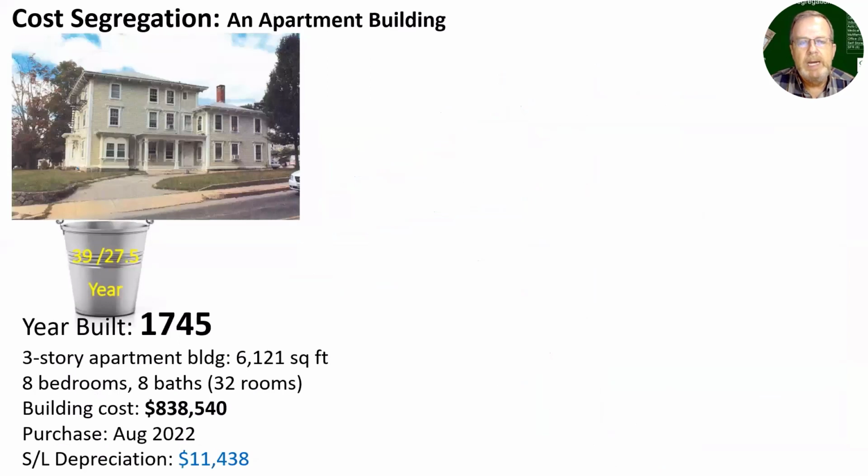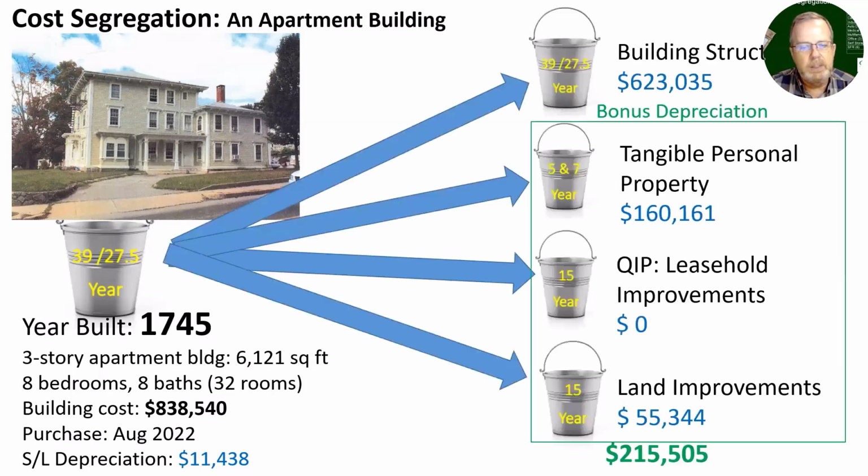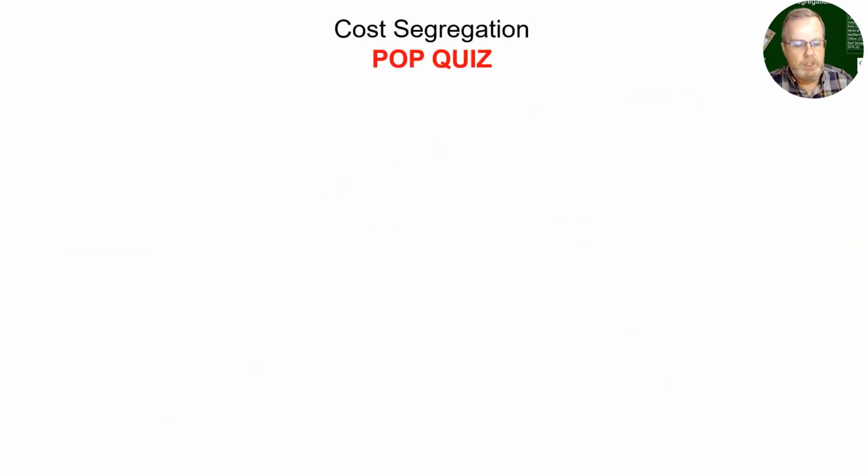Not too shabby. Here's a really interesting one. This is, I think, in Rhode Island. Check that year built: 1745 is when this building was originally built. However, the owner that I've worked with just bought it in August of 2022 for $838,000. We did the study, applied bonus. He got a write-off of like $215,000. So that's one of those things you can see. This is a really beneficial process and a beneficial method to use.